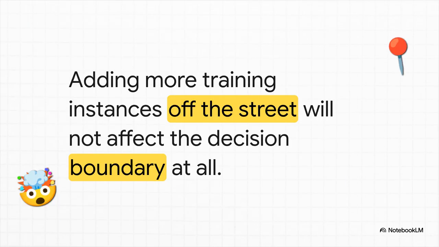And here's the really mind-blowing part. Only those support vectors matter. That's it. You could add 1,000 more blue squares way off in the distance, and our street wouldn't change one bit. The entire model is defined only by those few critical points on the edge. That's what makes SVMs so incredibly memory efficient.